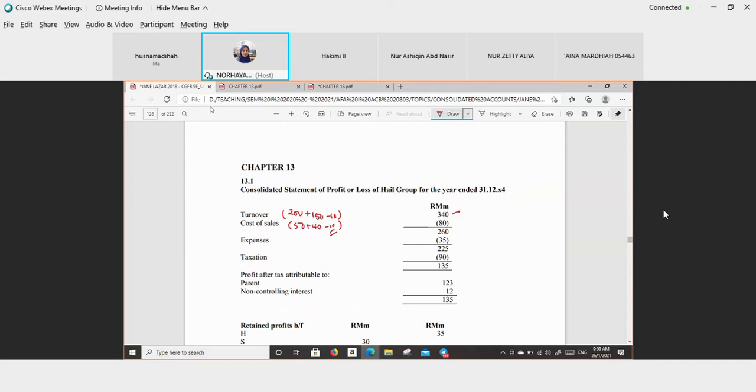Okay, kalau ada intercompany sales, then you have to take out the amount from both turnover and cost of sales. Turnover for hail, and cost of sale for the sway, which is part of the cost of sales. Okay, purchases cost lah. So jadi 80. And then expenses, Hakimi? Expenses 25 tambah 10.